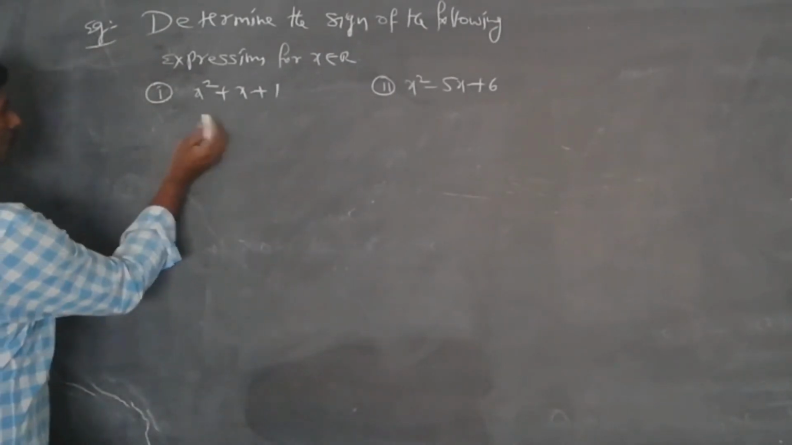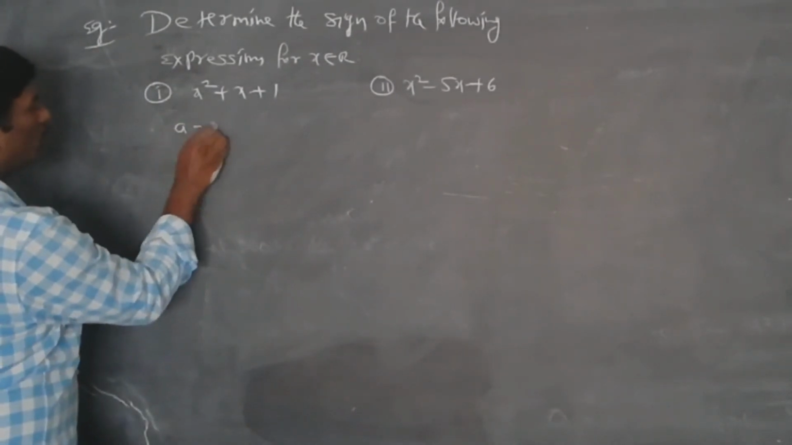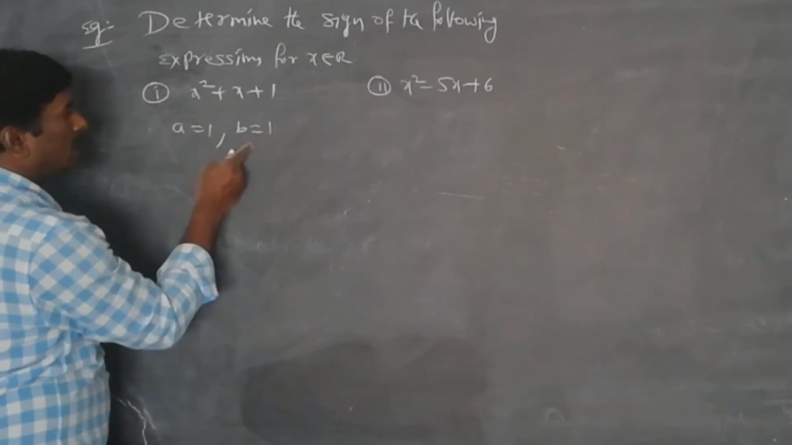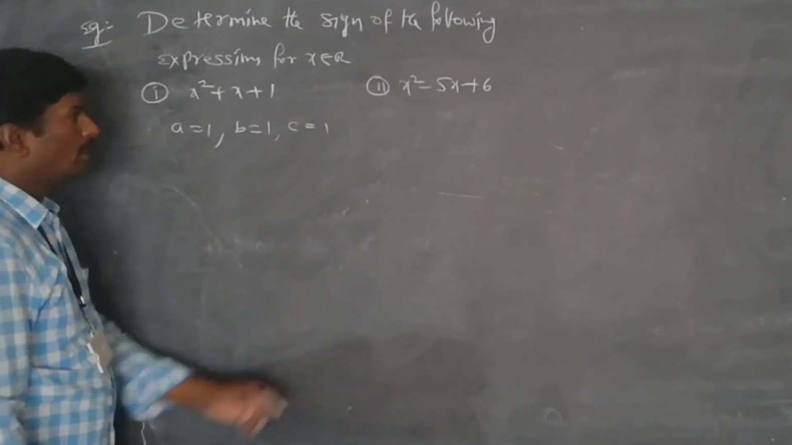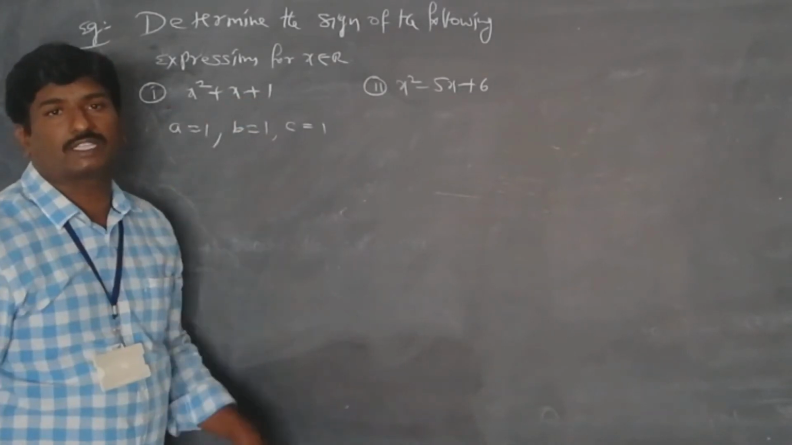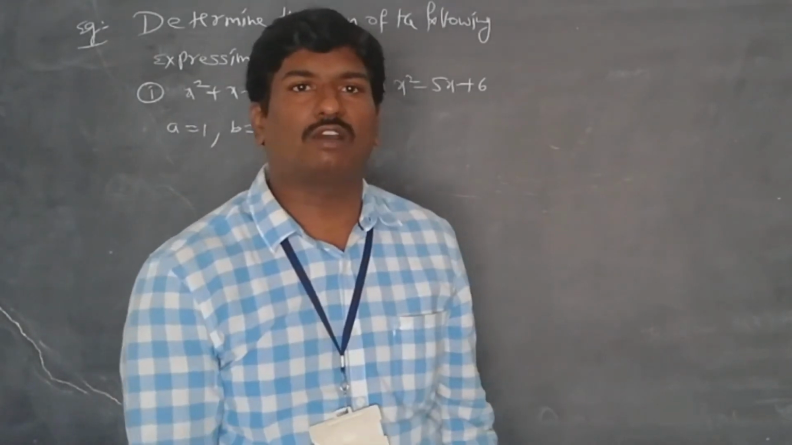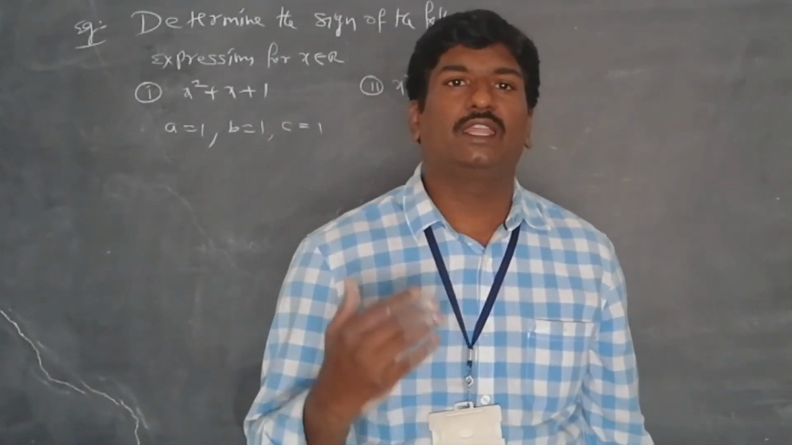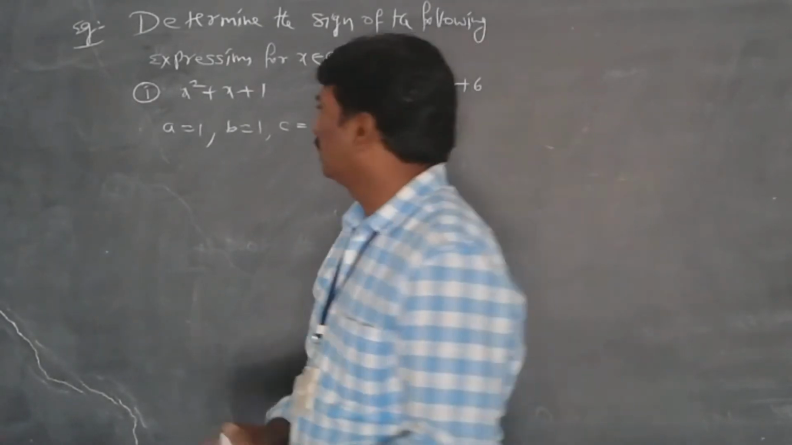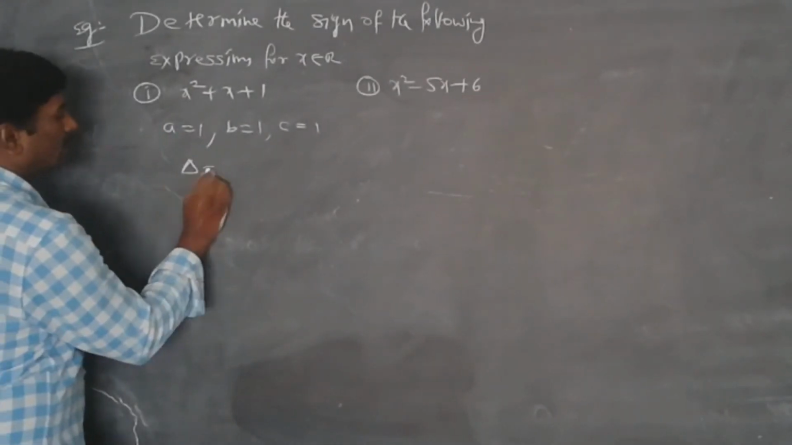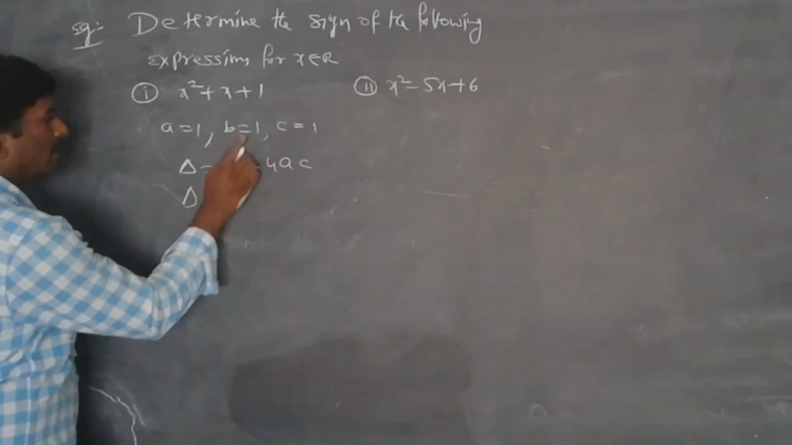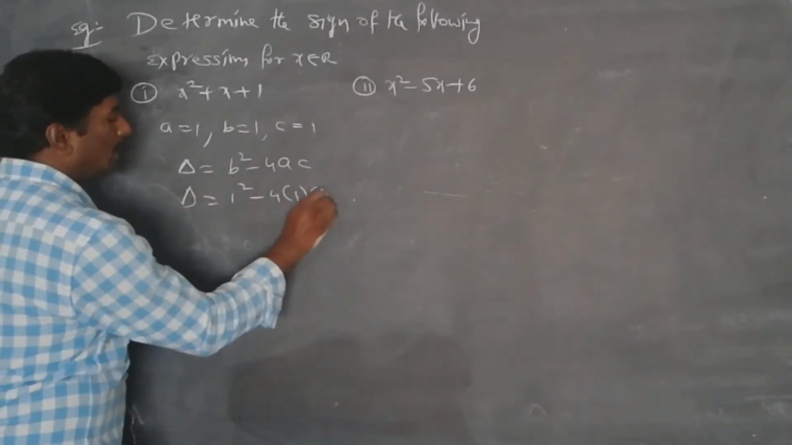Suppose here a is equal to how much? 1. The x square coefficient is 1, the x coefficient is 1 and the constant is also 1. By observing clearly, we can declare it is an irreducible quadratic expression. When the expression is irreducible, its roots are non-real complex roots. Otherwise you can identify by its nature, that is delta equal to b square minus 4ac. So find out now: b square means 1 square minus 4 into 1 into 1.